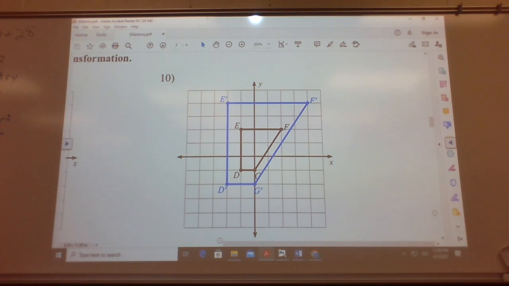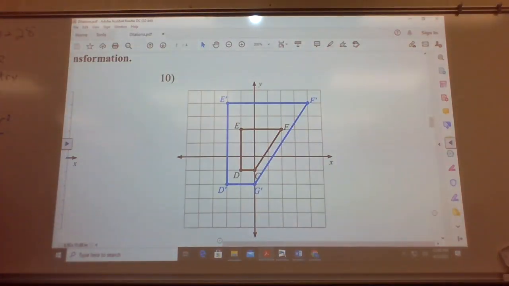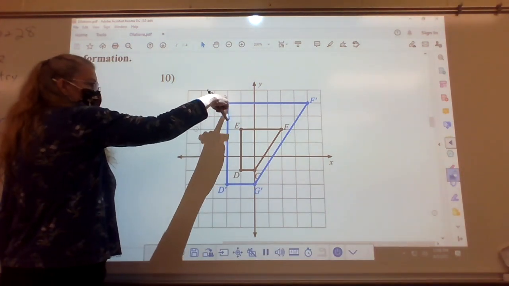So like I said, you don't need all these coordinates. Just pick one. So which one do you want me to use? E, F, G, or D? E. So if I pick E, new goes on top.